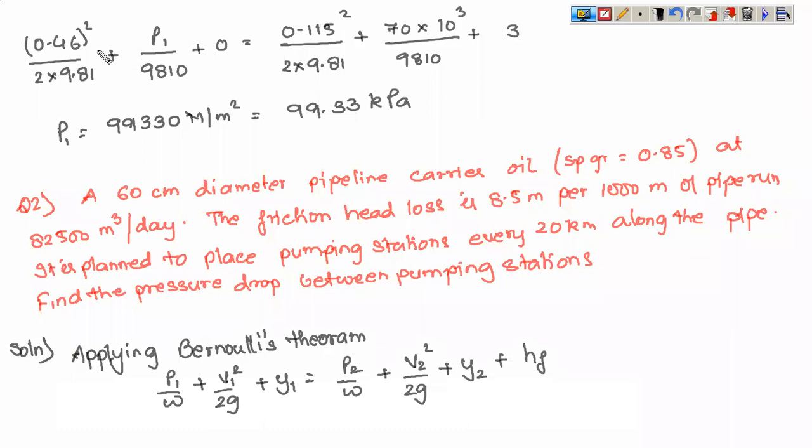If you put down these values, you can see that this is a single equation, single variable problem. You will find P is equal to 99,330 Newton per meter square, which is equal to 99.33 kilopascal. So this is your complete solution of the problem.